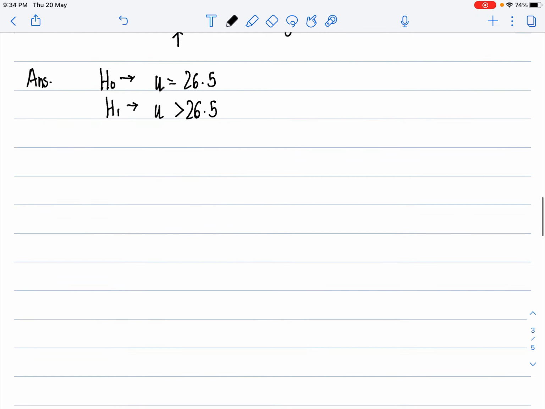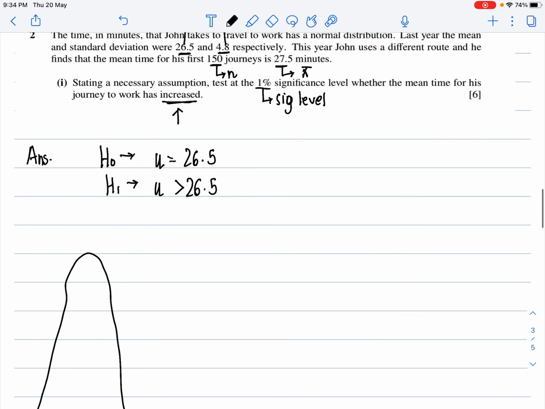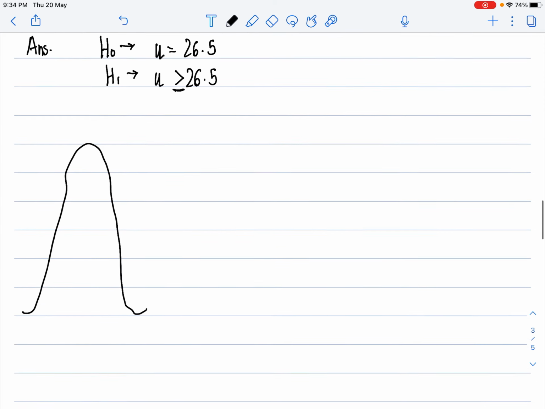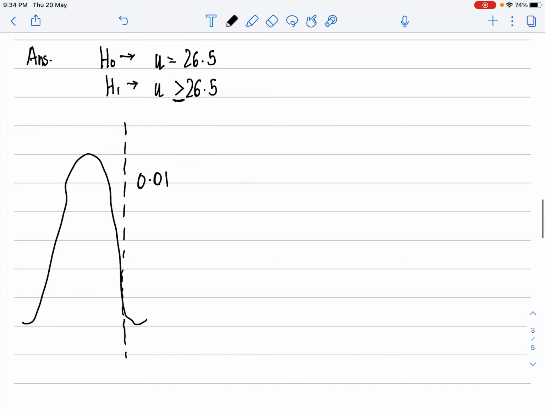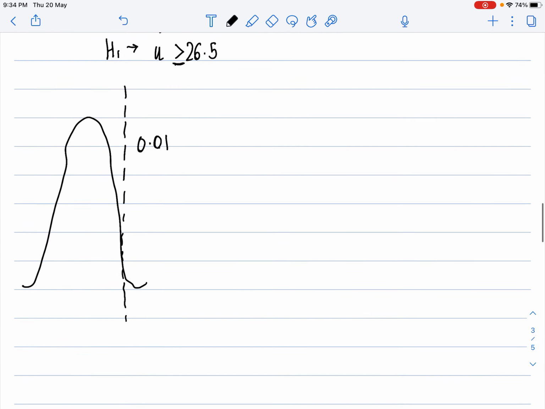So now I have my normal distribution curve something like this. I know there's a 1% significance level and this sign is more than. So the 1% significance level is more than the mean, somewhere here, with 0.01 here because it's 1%, so it's 1 over 100.